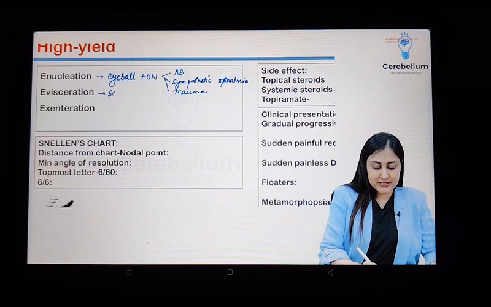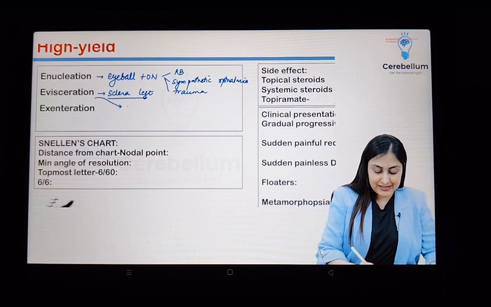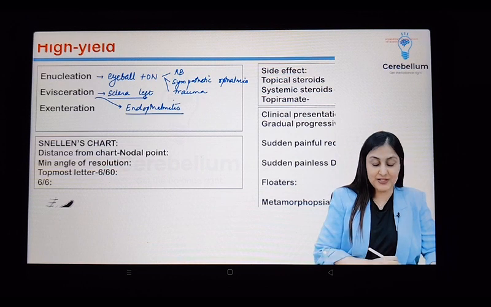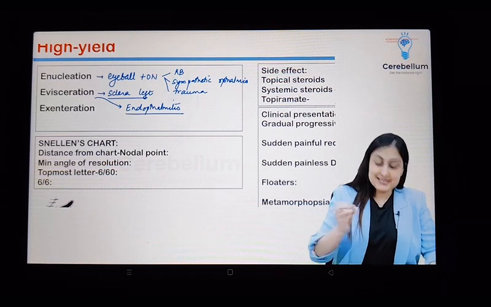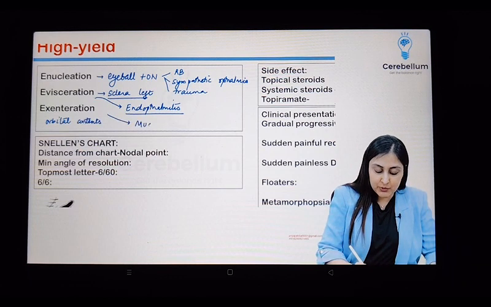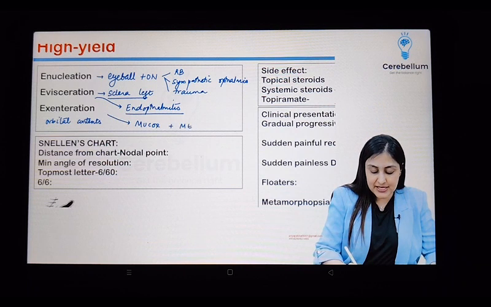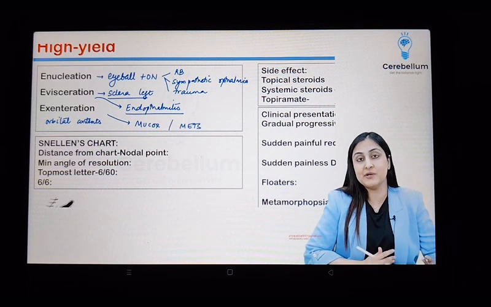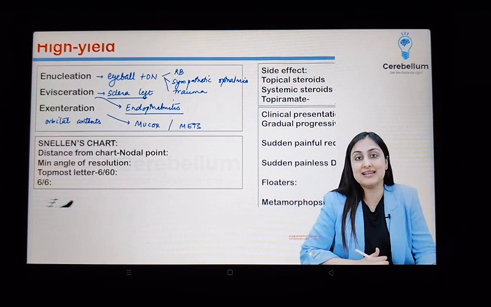Evisceration is when you leave the sclera. Sclera is left behind, and this is for endophthalmitis. Yes, this is for endophthalmitis. Alright, so in endophthalmitis, the sclera is not involved, so that is left behind. Whereas in exenteration, everything is removed. All of the orbital contents are removed. This is done for two M's, mucormycosis and metastasis. Alright, so mucor and metastasis. You must have seen patients after the pandemic with mucor, who've undergone exenteration.